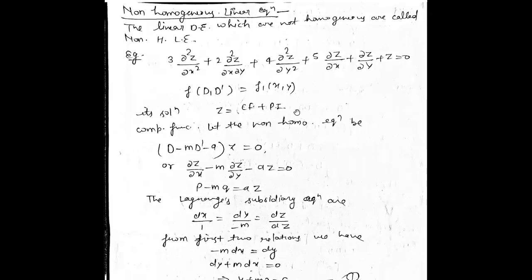Here D + D', so you will convert it to D minus minus D' here. There is a mistake here: D - (-D'), so your m will be -1 here, right? So we can write the solution directly from here using this formula. Now there is another example here.